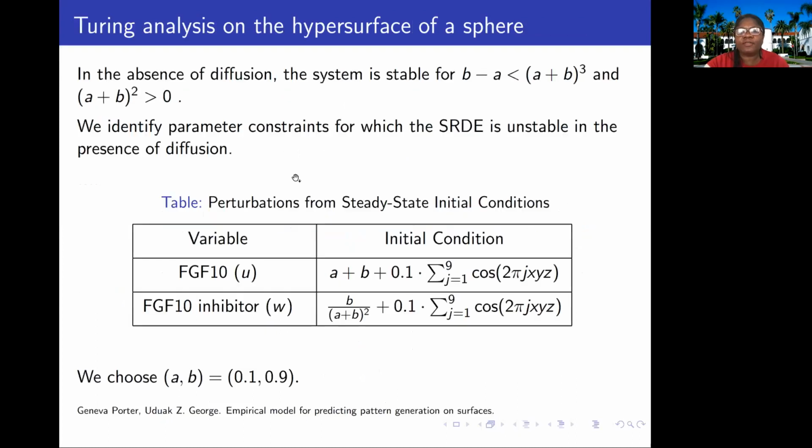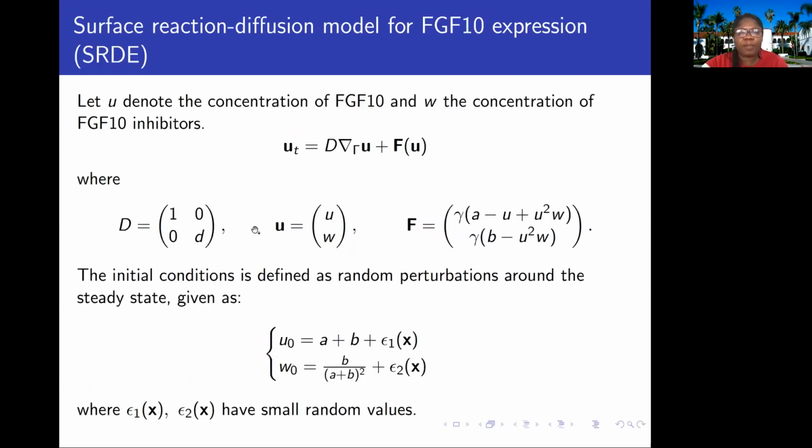Uppercase D represents the diffusion. We assume that we have isotropic diffusion. So you have here 1 and then you have D. The 1 means the diffusion of FGF10, and D describes the diffusion of the inhibitors. F here describes the dynamics.